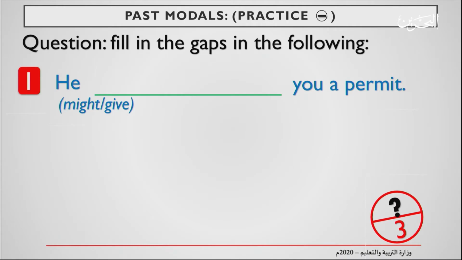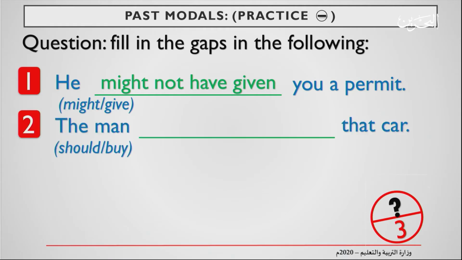All right, let's check the answer. The answer is might not have given or mightn't have given. All right, if you're correct, give yourself a mark. Number 2, the man, gap, that car. You should use should plus buy.